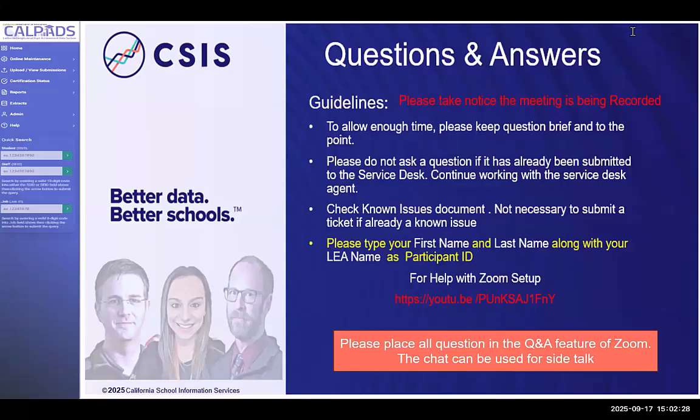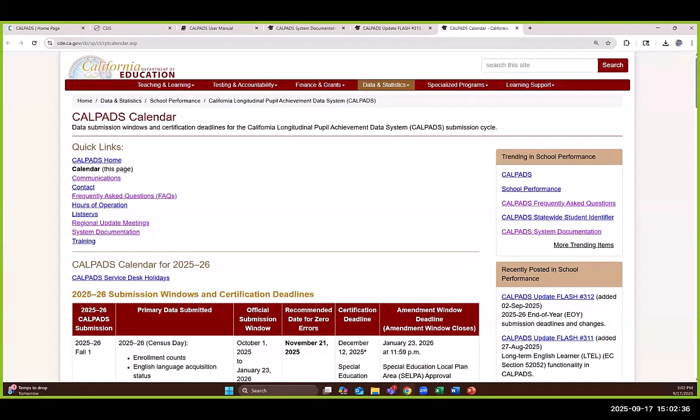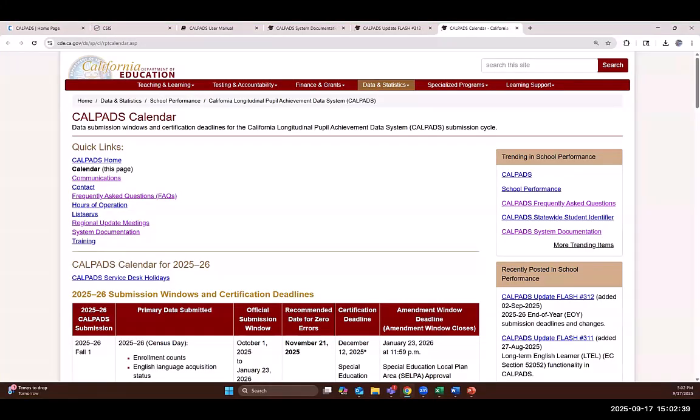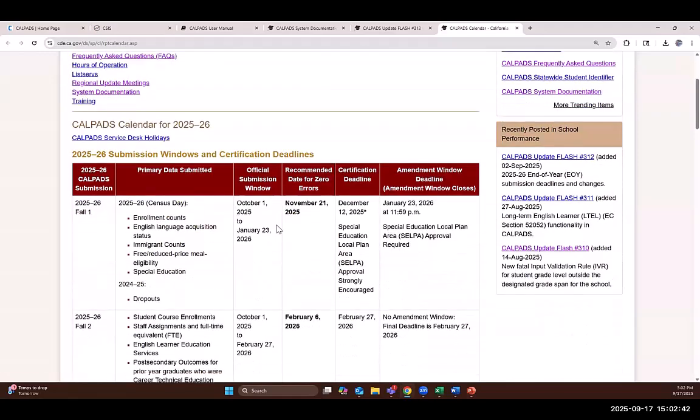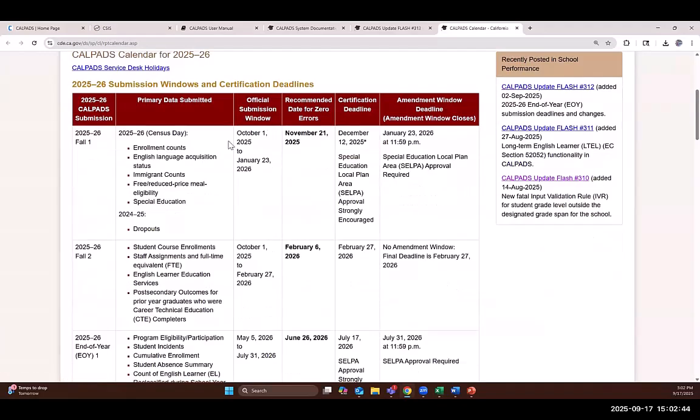For announcements, we have the calendar coming up. And as hopefully all of you know, Census Day is October 1st this year, so we're going to be getting Fall 1 underway. There's a little date that we recommend for having 0 errors, and that's November 21st. If you have 0 errors by then, that will give you time to look over all your reports and make sure your data is accurate before your certification deadline, which is December 12th.